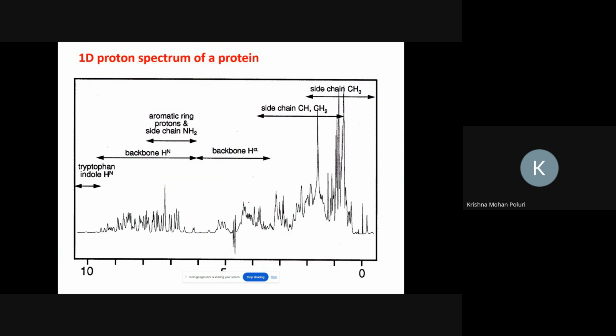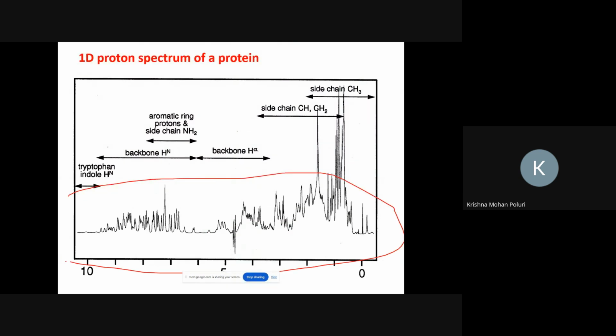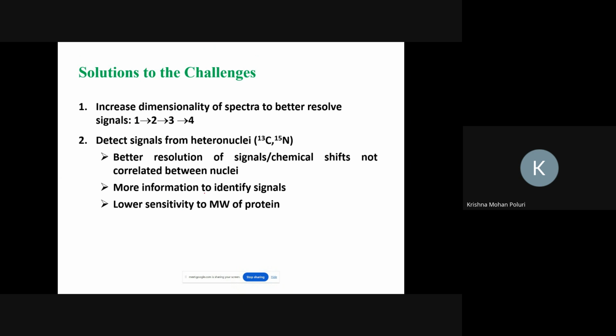Now when we look at NMR spectroscopy, when you have ethanol, that is okay, you have three peaks. But when you take a protein, you will see a spectrum like this. There are hundreds of things present, so you will not be able to say which peak belongs to which. That is why, when you take proteins, nucleic acids, and so on, you have thousands of signals and you will not be able to assign these signals. Now, how are these thousands of signals to be assigned? What you do is, you increase the dimensionality of NMR.